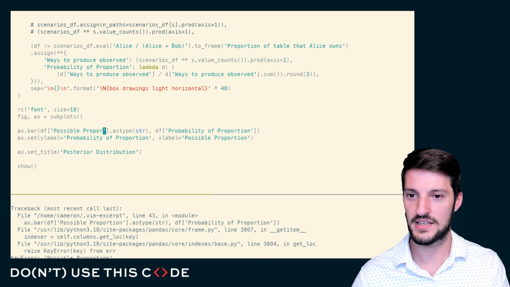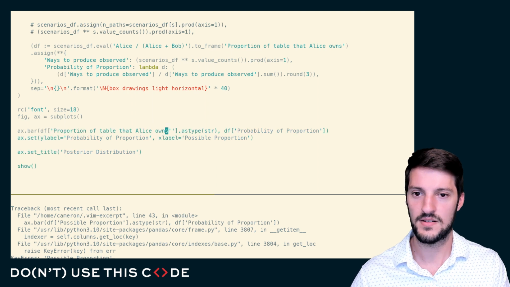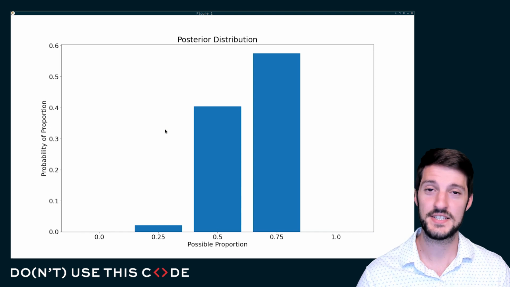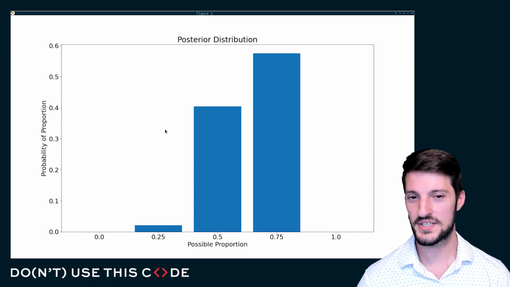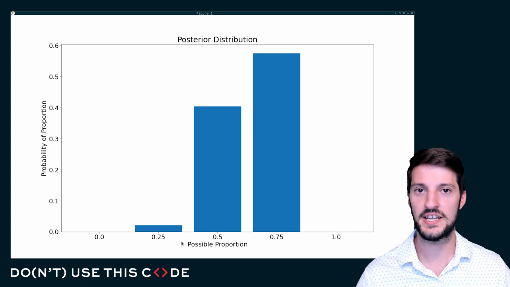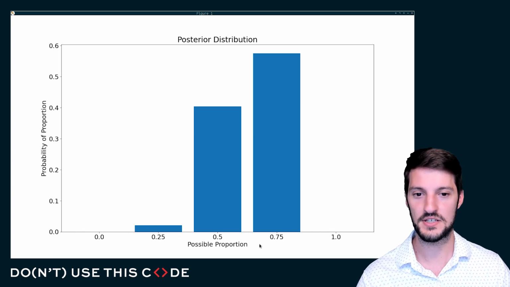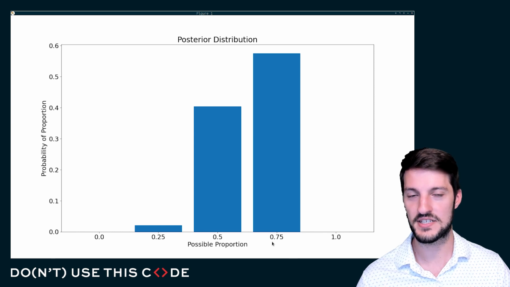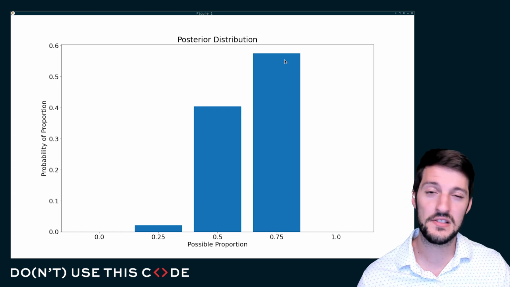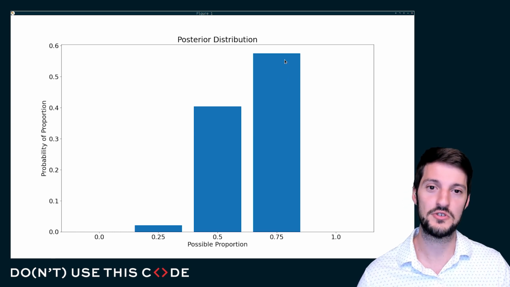So I'll go ahead and fix that, and we'll generate this plot. This is our posterior distribution. And what is the posterior distribution? Well, it's the likelihood of each of these hypotheses on my x-axis creating the data that I observed. You can see that the 75% scenario, where Alice owns 3/4 of the board, is my most likely hypothesis at being true.